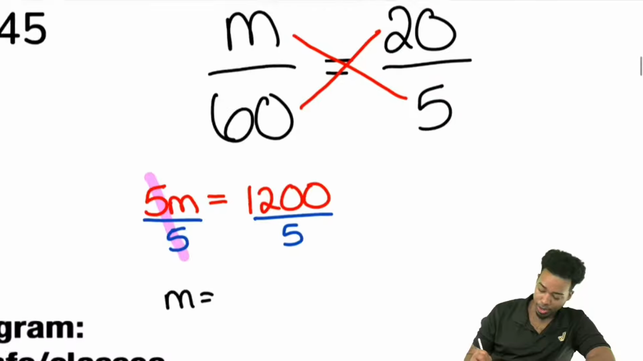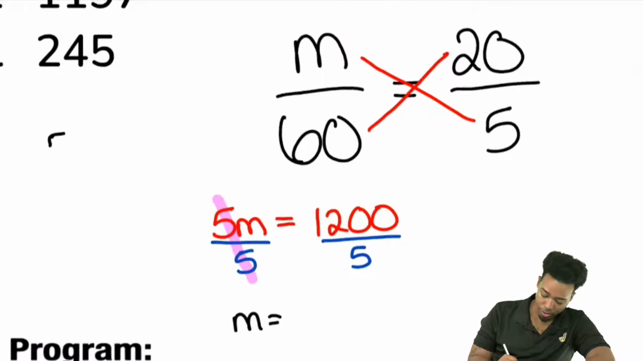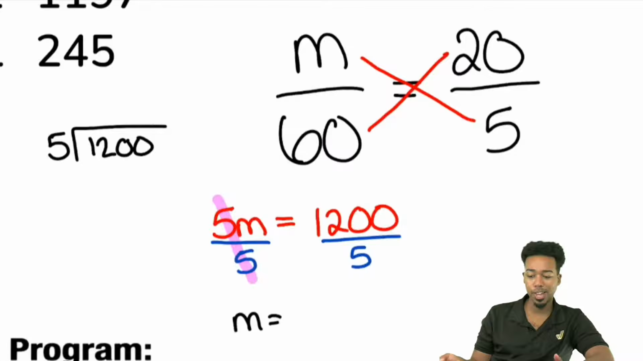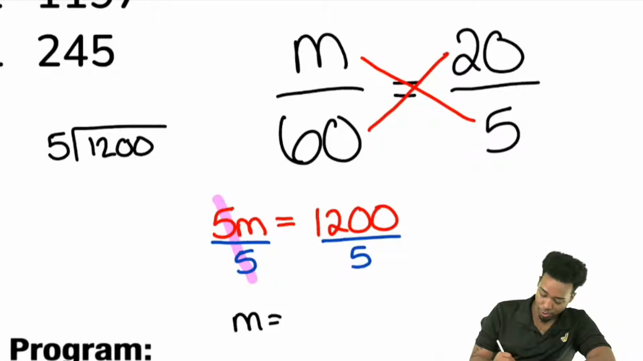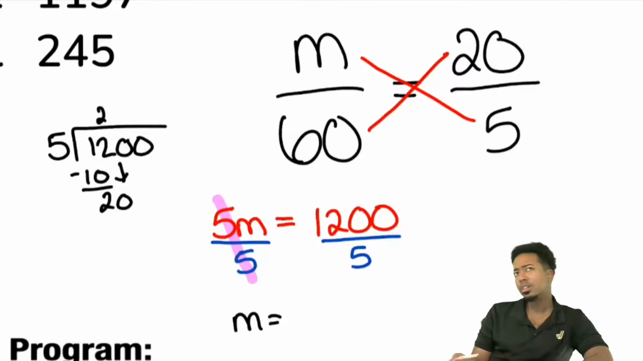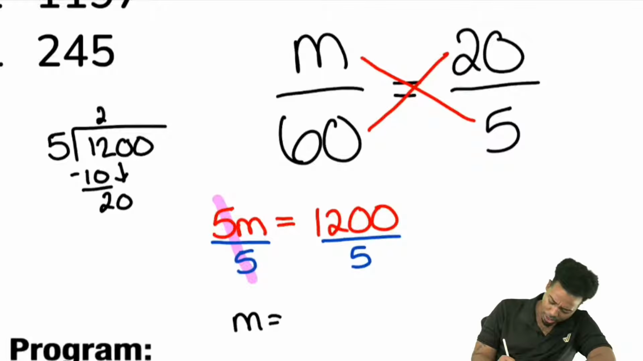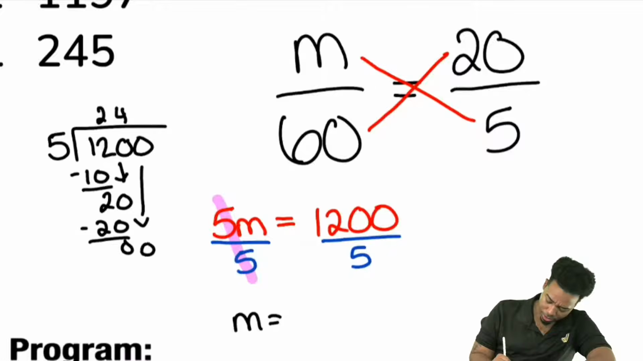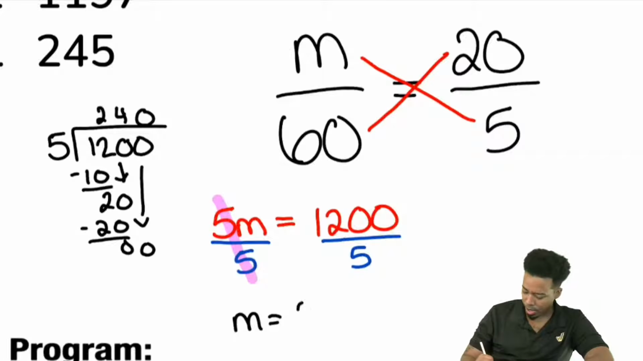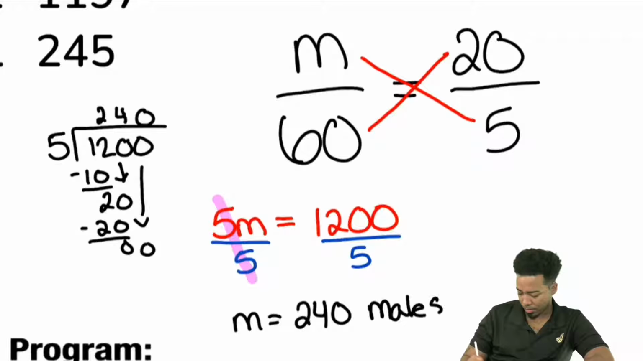So now we'll go ahead and have to do a little bit of long division if we didn't know how to do that already. So great, we're spending a little more time than we need to. 5 goes into 12. That's going to be 2 times. Minus 10. That's going to be 2. Bring down the 0. 5 goes into 20 4 times. Subtract a clean 20. Bring down that 0. That's going to be a 0. So M equals 240 males.